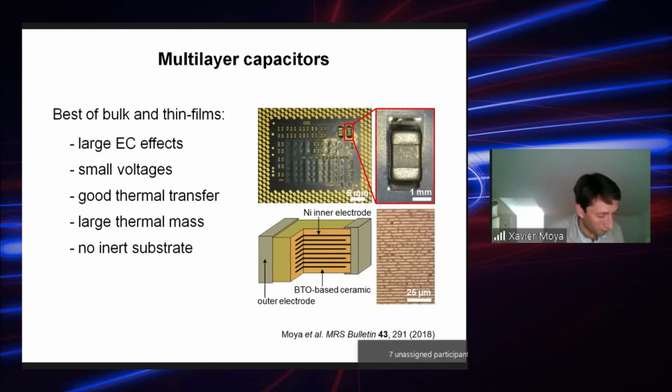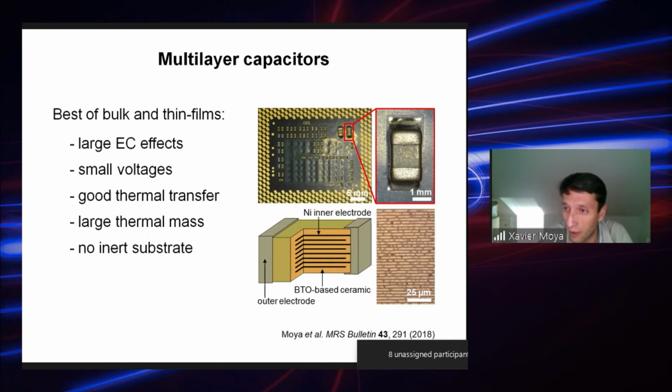So a solution, or a suggestion, came by using multi-layers of this material. So the idea is taking thin films, so you can have very large effects, and then you stack many, one on top of each other, so you have enough thermal mass to make basically a cooling system. This actually is well known in electronics. These devices are called multi-layer capacitors. Any of your computers, your cell phones have actually hundreds of these multi-layer capacitors.